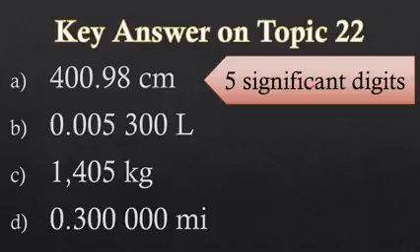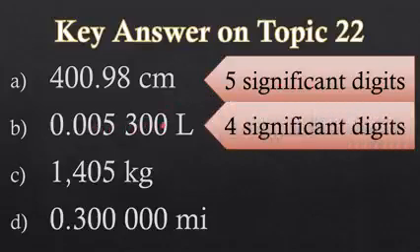In letter B, we have 0.005300 liters. There are 4 significant digits. These 3 zeros, which are leading zeros, are not significant. Only the trailing zeros and the non-zeros here are significant. So 5, 3, and the trailing zeros are significant. Okay, so we have 4 significant digits.